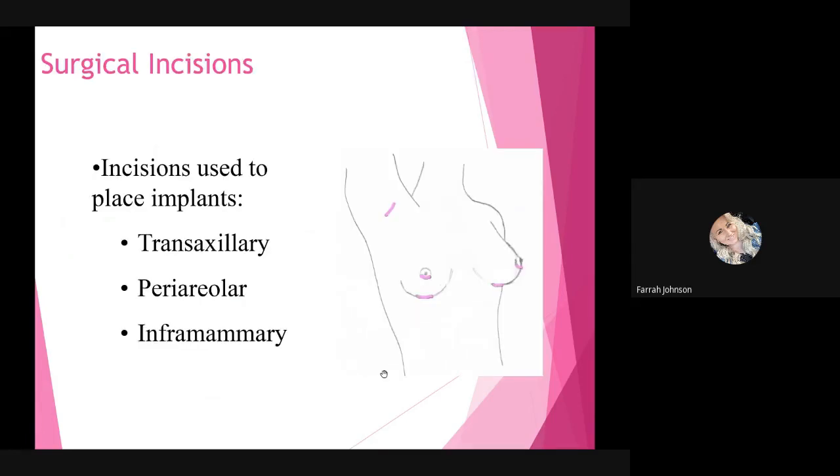Then we have surgical incisions, the incisions used to place implants. Typically, you can either see an incision transaxillarly, meaning that they placed it through the axilla region. You can see periareolar, which is fairly common, meaning that they excise basically the inferior border of the areola. And then also inframammary, where they go in near the inframammary fold, and that is where they place the implant. So when you're doing a mammogram on an implant patient, you want to make sure that you mark where their surgical scars are.